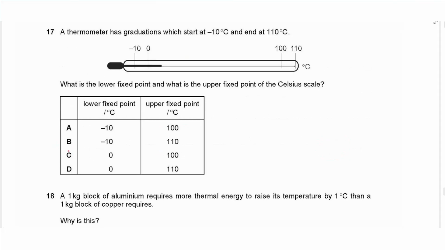Question 17 is about thermometers, so you can skip this question for the new syllabus. It says a thermometer has graduations which start at negative 10 degrees Celsius and end at 110 degrees Celsius.